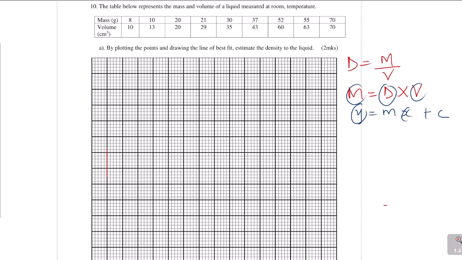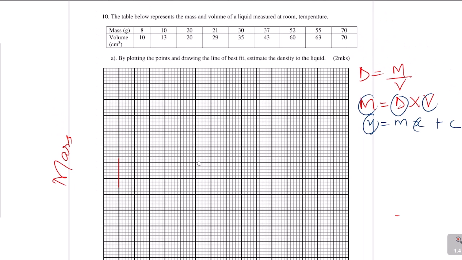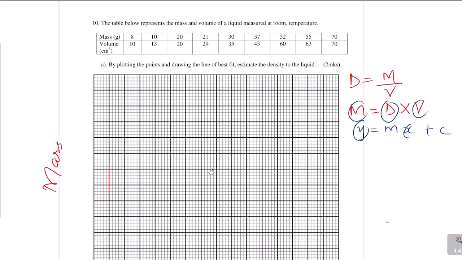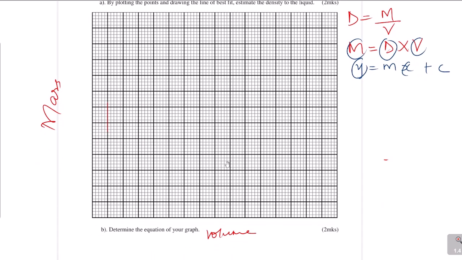So mass should go to the y-axis, and then volume to go here. So you have volume here, the x-axis. When I look at the scale, starting at 70 for both, the squares on the y-axis seem to be fewer, so we can do this.